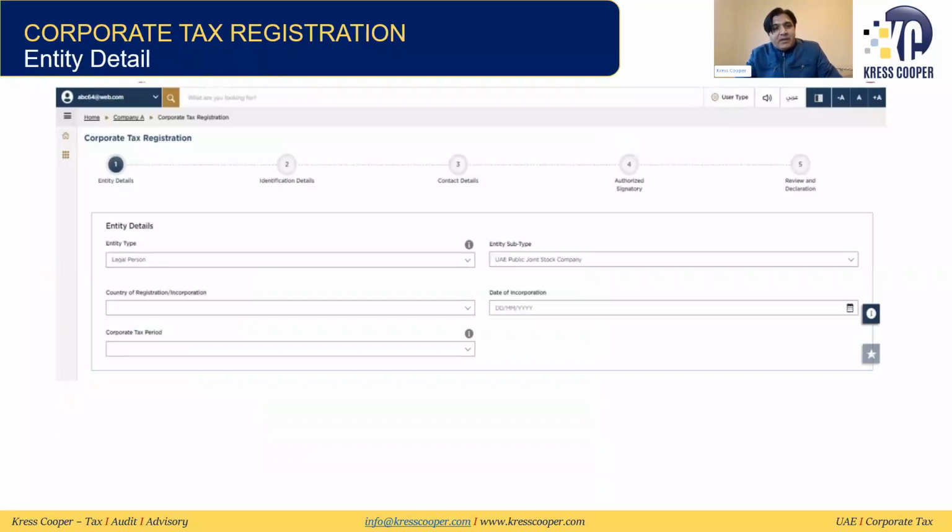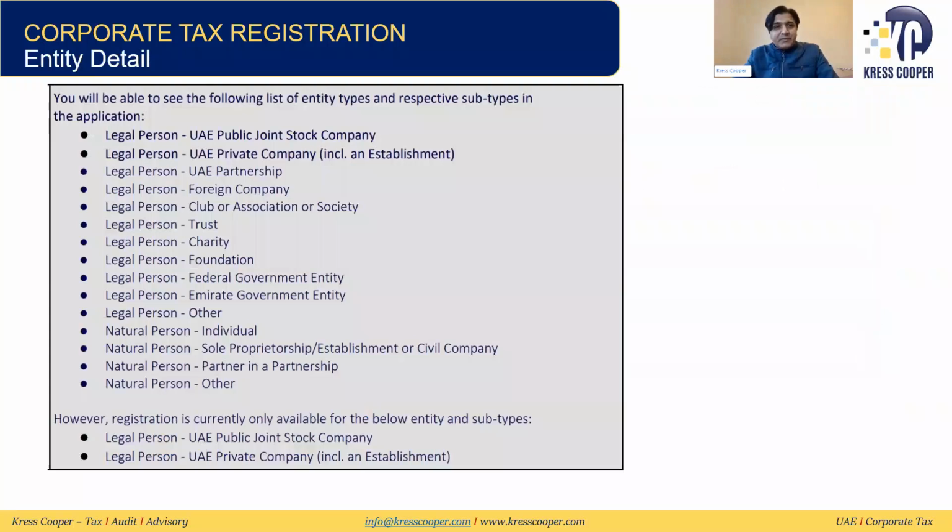This is the entity detail. In the entity detail section, they are asking what is the type of the entity. An entity can be a legal person or a natural person. We have already discussed what a legal person and a natural person are. Then we need to discuss the subtype of the entity, the country of registration, incorporation, date of incorporation, and corporate tax period, which is very basic information. This is the most important thing in the whole guide.